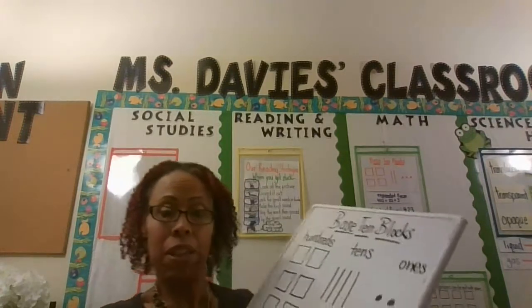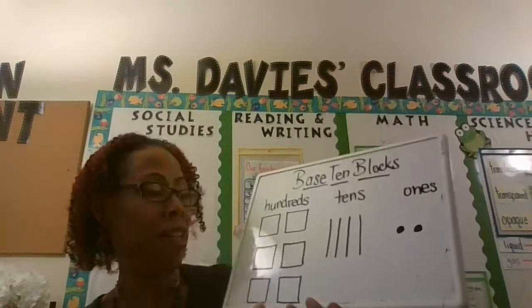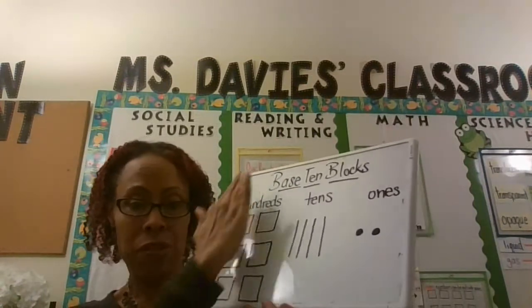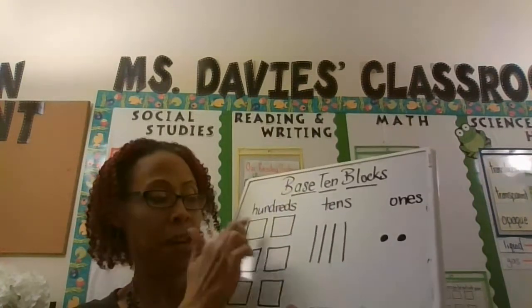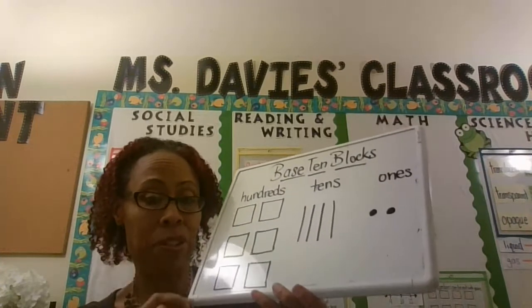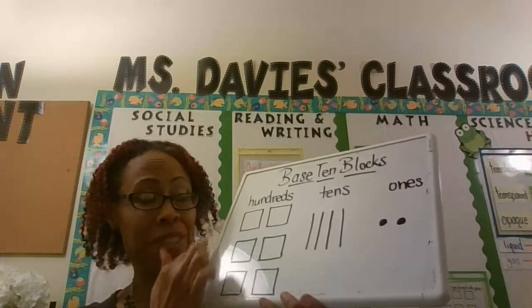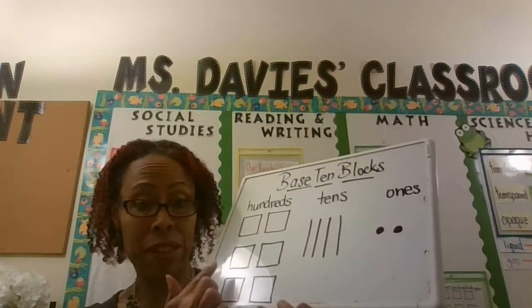Okay, so when we're looking at the hundreds, the tens, and the ones, let's look at the hundreds first. We're going to start with the hundreds. How many hundreds do we have? Let's remember our skip counting. We can count 2, 4, and 6. So we have 6 hundreds.